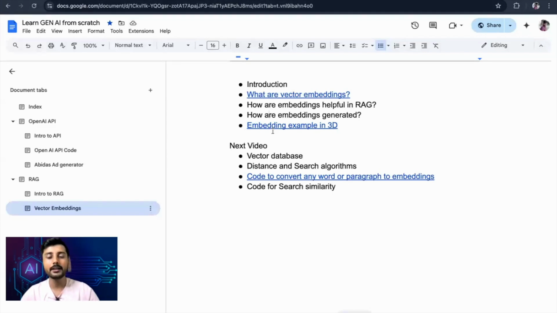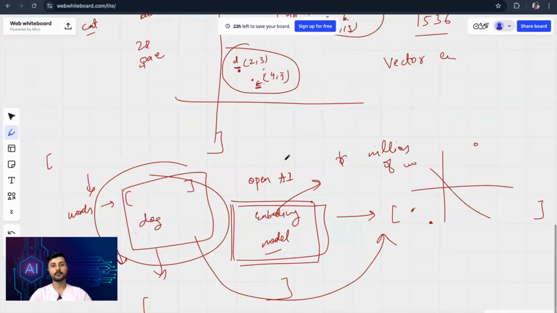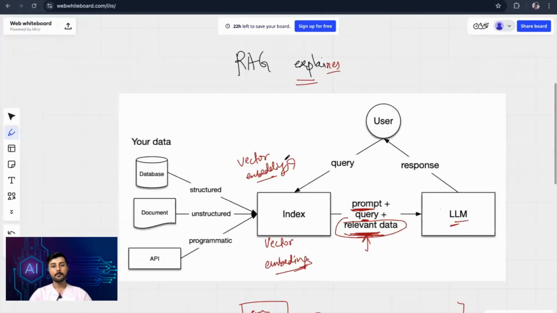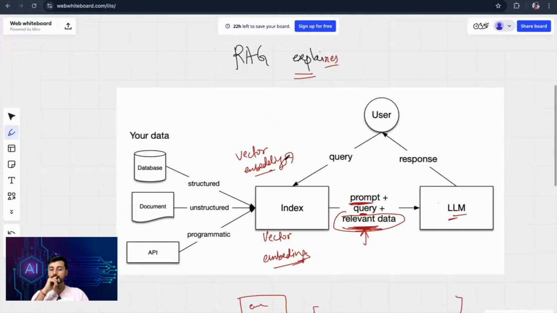Okay, now let's move to the next most important thing. We learned about what vector embeddings are. Now, how are embeddings helpful in RAG? If you look at the diagram of RAG, how are embeddings helpful, right?